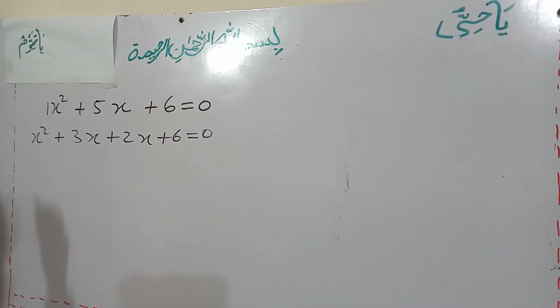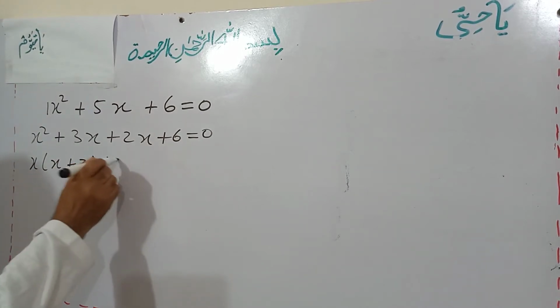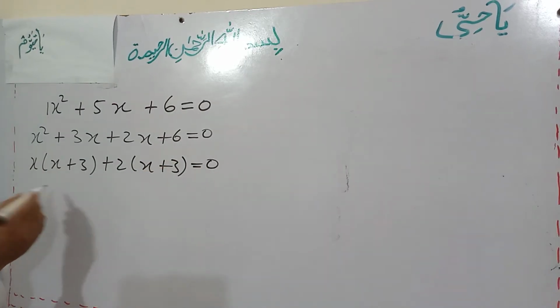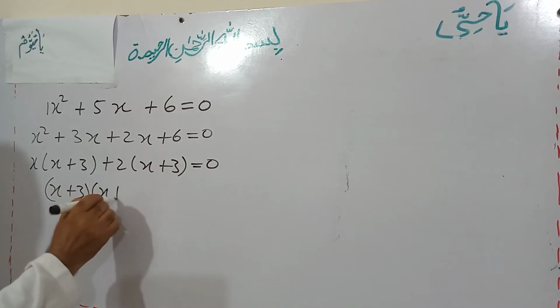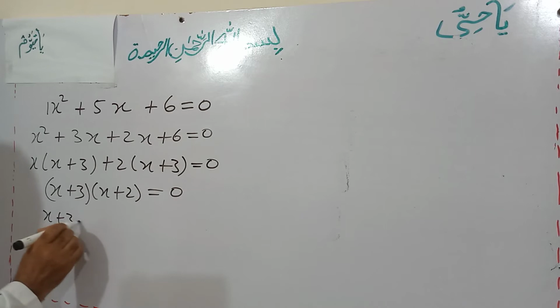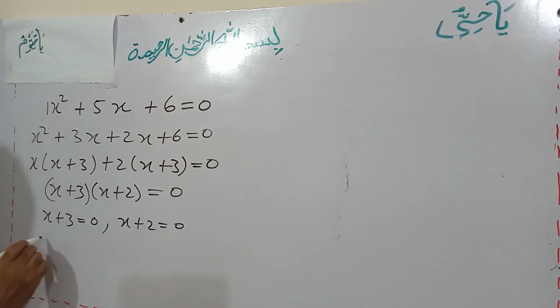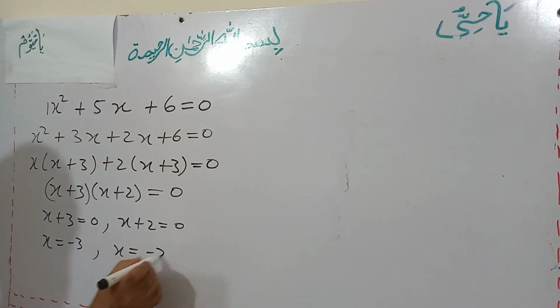x common, x into x plus 3, plus 2 common, x plus 3 equals to 0. So x plus 3 common into x plus 2 equals to 0. x plus 3 equals to 0 and x plus 2 equals to 0. x is equal to minus 3 and x is equal to minus 2. So this is your factorization middle term breakage method.